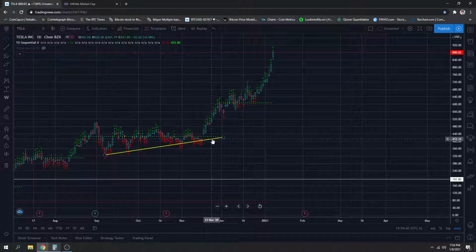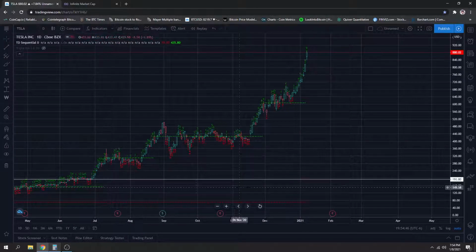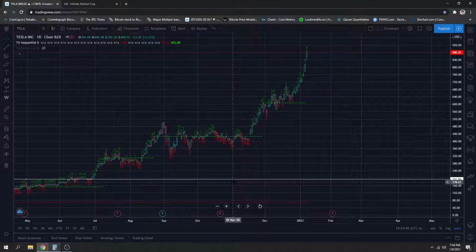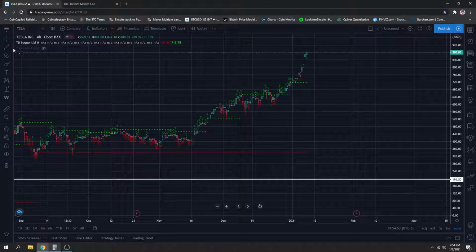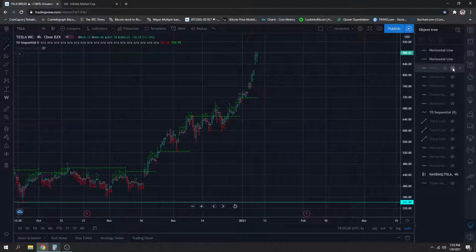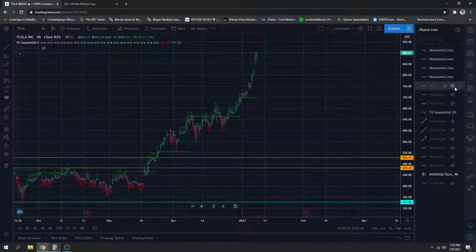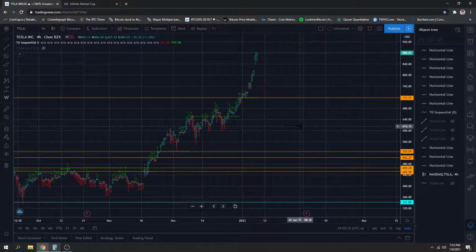So I'm looking for support areas. I don't see any on the daily, not any that formed after this high. So let's look at the 4-hour. We have some. And I kind of prepped for this, so I'm going to start bringing these up on the 4-hour. I don't have to redraw them. Oh, is that what I just drew? I think that's what I just drew. Okay, here they are.